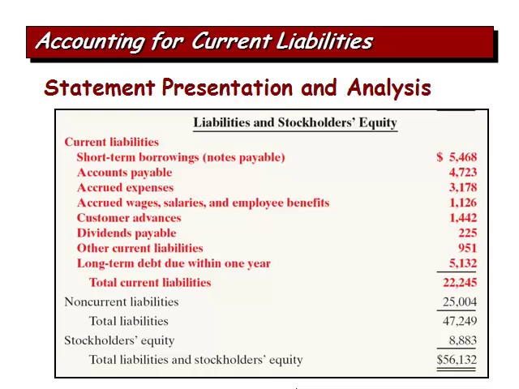So statement presentation analysis. We show the current liabilities first. We typically show notes payable, short-term borrowings, first as a current liability. Then we get into accounts payable, accrued expenses. Here we have accrued wages, salaries, and employee benefits. We might have customer advances. We might have employee advances, dividends payable, other current liabilities, and finally the long-term debt due within 1 year. Gives us a total of current liabilities. Then we go on and show non-current liabilities and total, and then stockholders' equity.